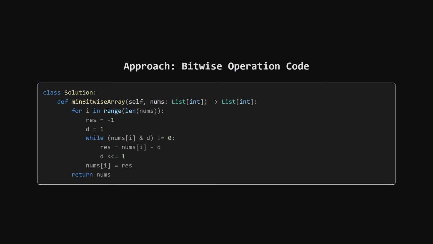Alright, here's the full Python code for the bitwise operation approach. It's surprisingly short. We iterate through each number, run a small while loop to find the right bit to flip, and then update our result. It looks simple, but there's a specific logic inside that loop. Let's break it down piece by piece to understand why it works.